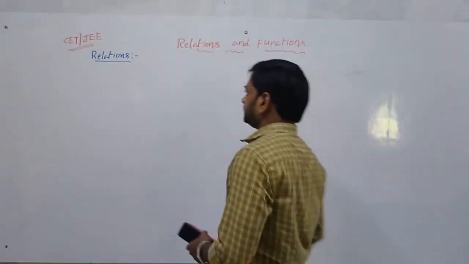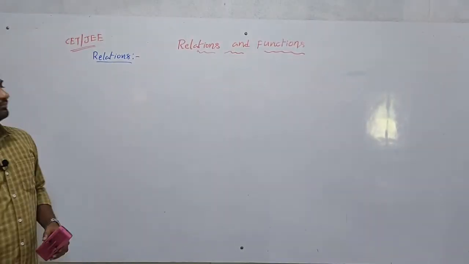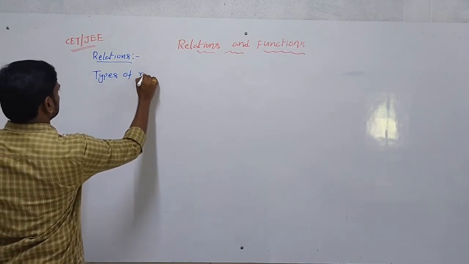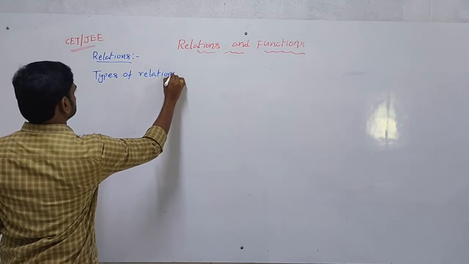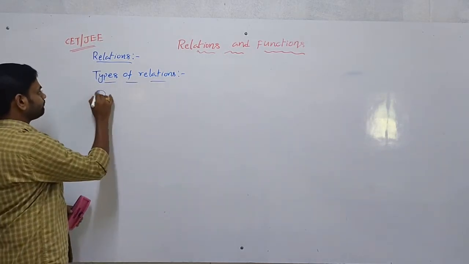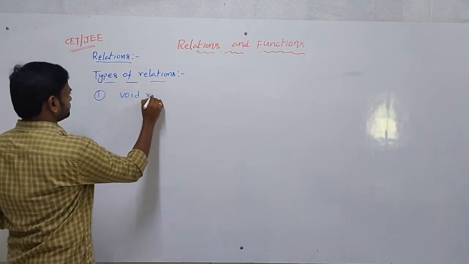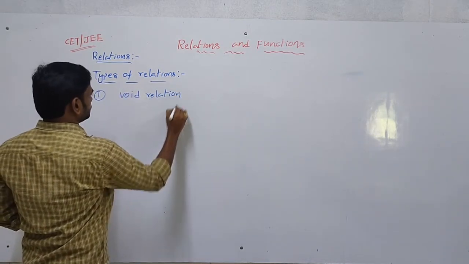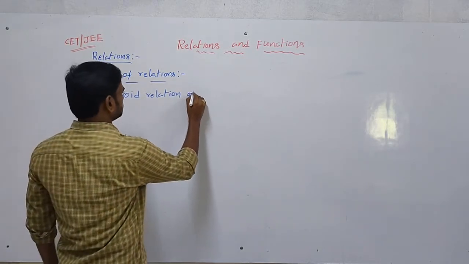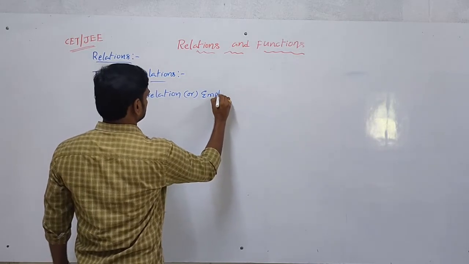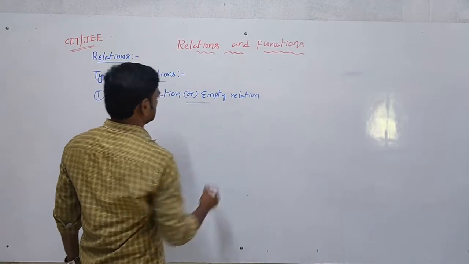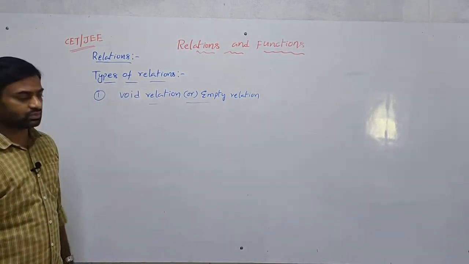Next one is types of relations. The first one is void relation, or empty relation. Both are the same. Empty means it is phi.